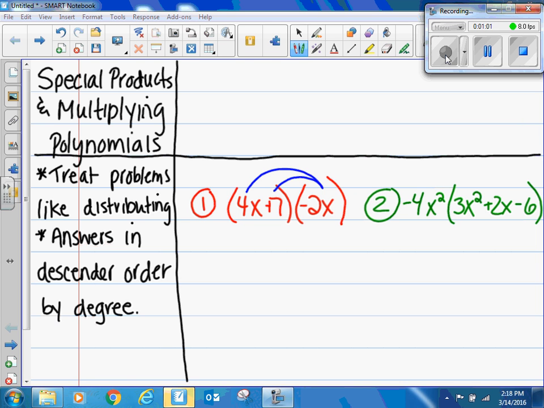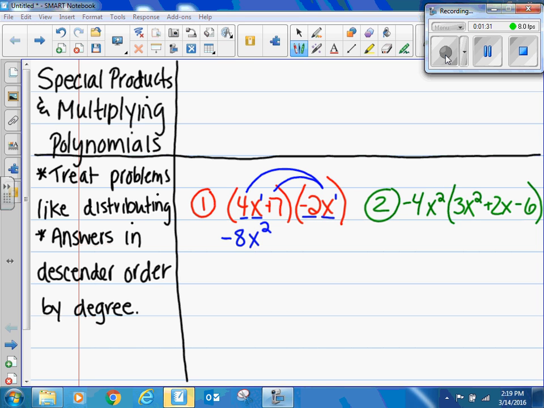So when I do this, I get negative 2x times 4x. So we multiply the coefficients and then we multiply the variables. 4 times a negative 2 is negative 8. And then we have x times x, and we just learned that before. If we have x times x, those both have an exponent of 1, and when you multiply them, you add the exponents. So this is going to become x squared.